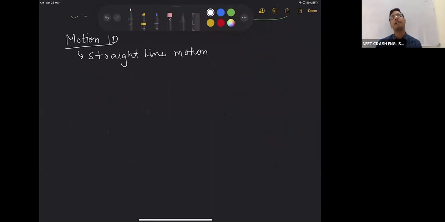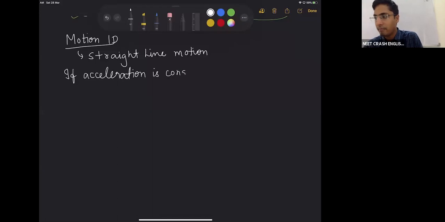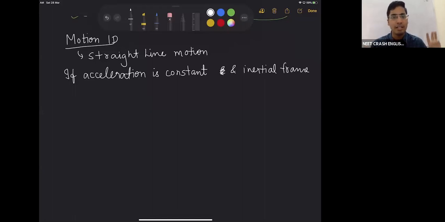Now, there are three equations of motion that are defined for straight line motion. These three equations of motion have some conditions on when they are valid. If acceleration is constant, and if it's an inertial frame, and we study about inertial frames later, so don't worry about that. There are three equations that hold true.